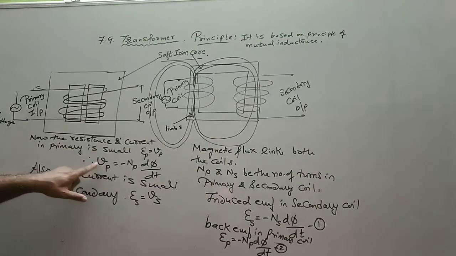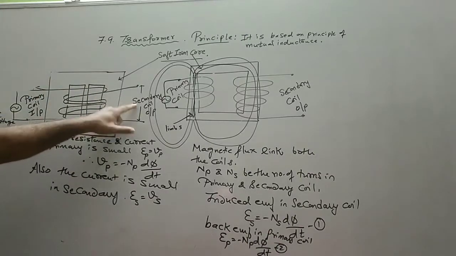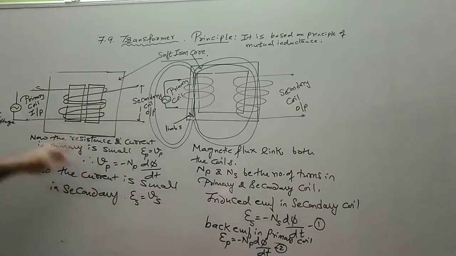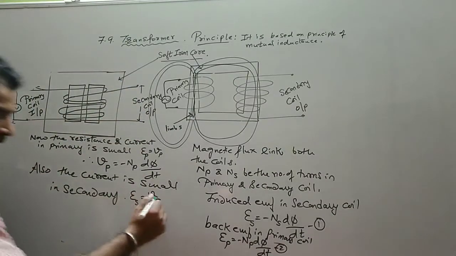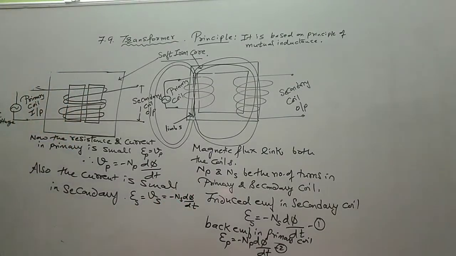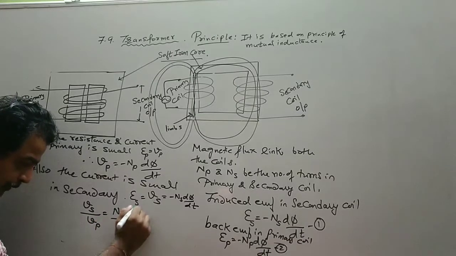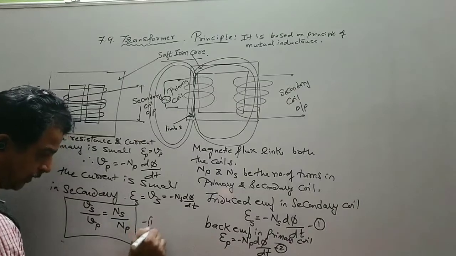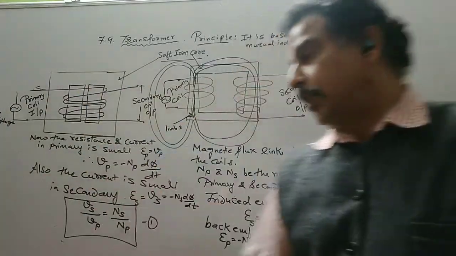So this Vp, either you say it is the amplitude of the voltage, then we have an amplitude of our output voltage. If I consider this Vp as VRMS, then Vs will be written as VRMS. So Es is equal to Vs is equal to minus Ns d phi by dt. Now we take the ratio of these two equations. So Vs upon Vp is equal to Ns upon Np. So this is the first formula. This ratio Ns upon Np is also known as the transformer ratio.